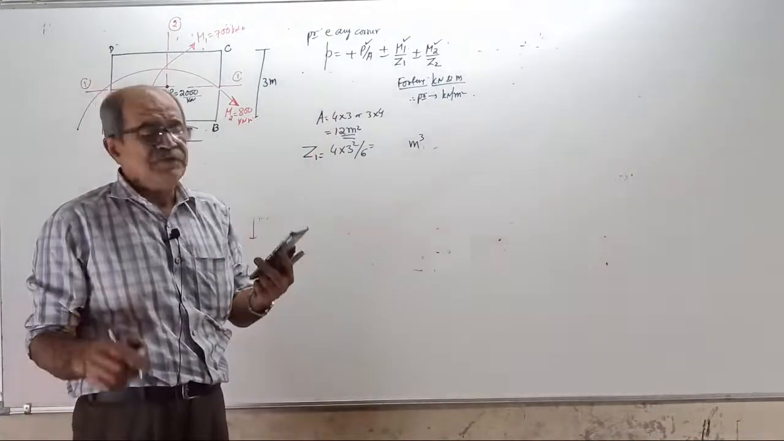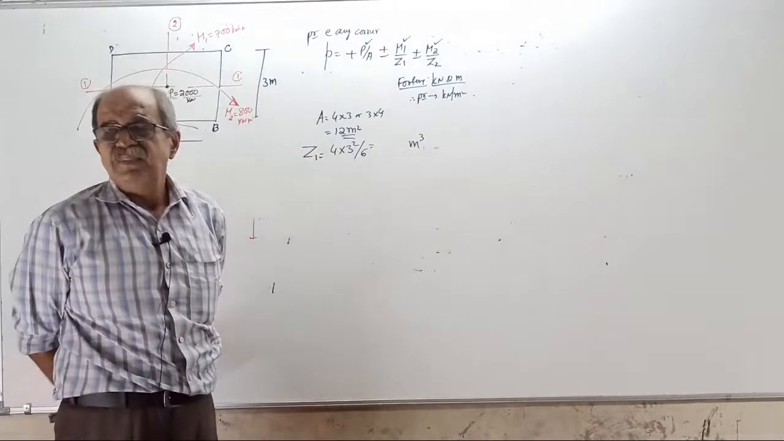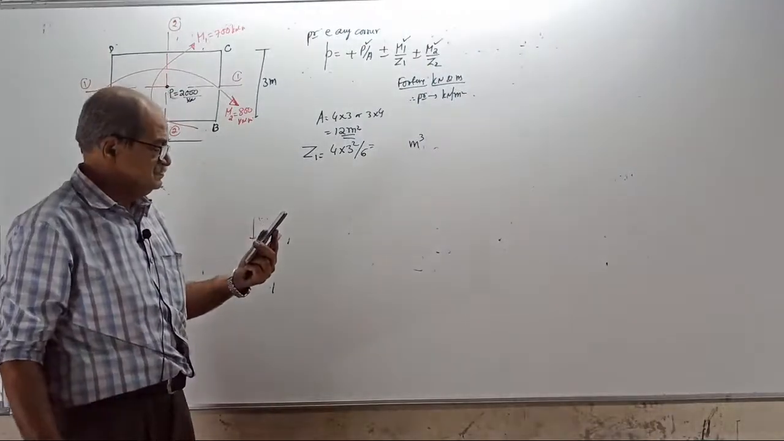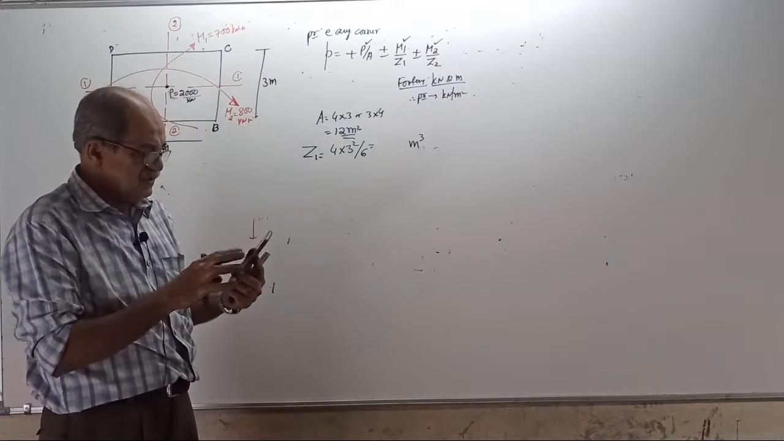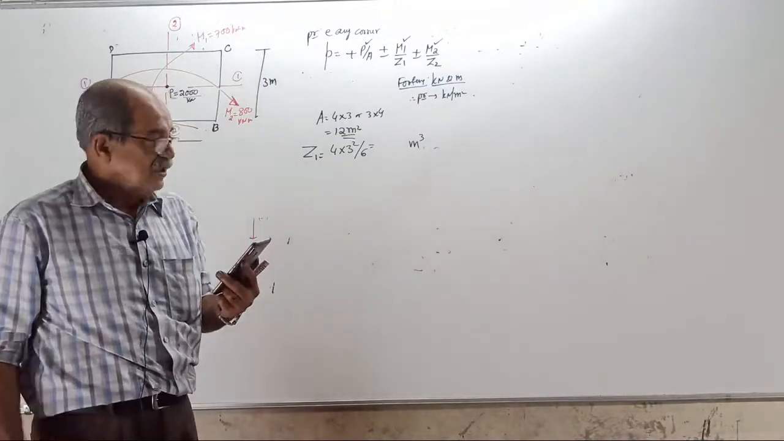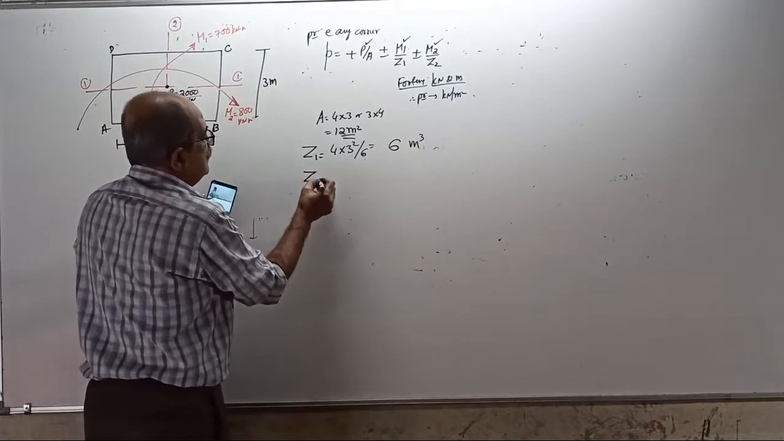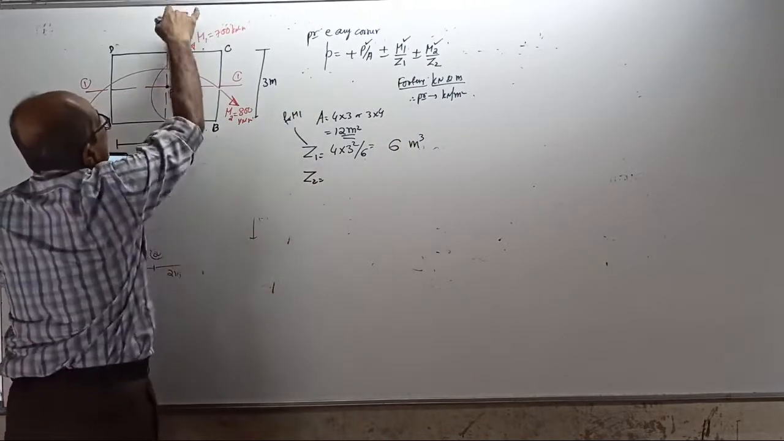Next time I am not doing this one. In a further example, when this sketch comes, I am stopping. Answer: 4 into 3 squared by 6. How much? 6 meter cube. And Z1 is for M1.